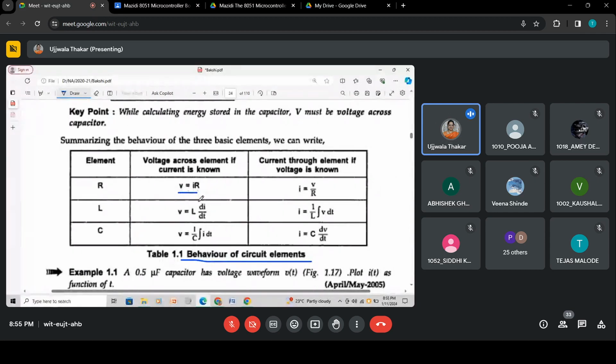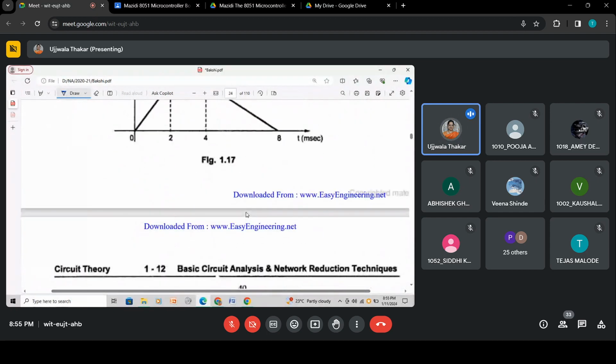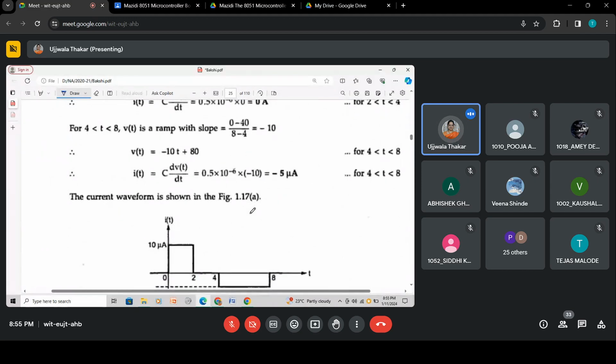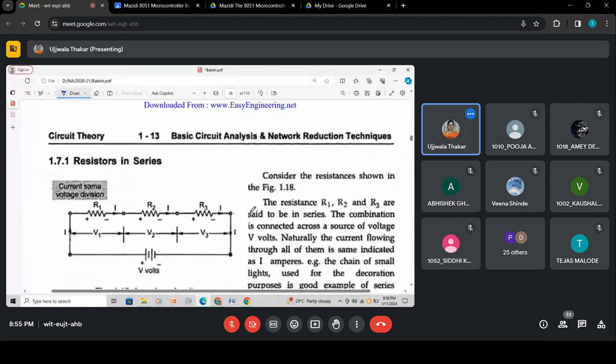V is equal to I into R. This is L di by dt. 1 upon C integration of I dt, this is for the current. Very simple relationships of resistance, inductance, capacitance, but these things are really important. Okay? Then there are certain things. So these are some examples, simple examples I've taken. I'm not going to go into details.